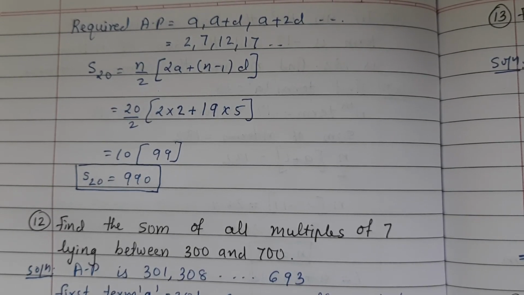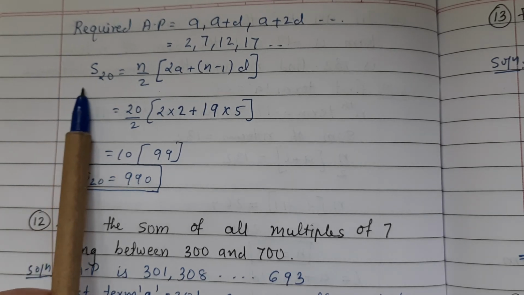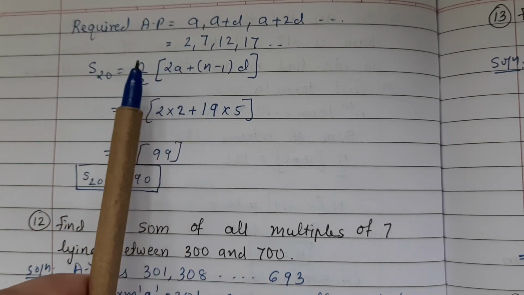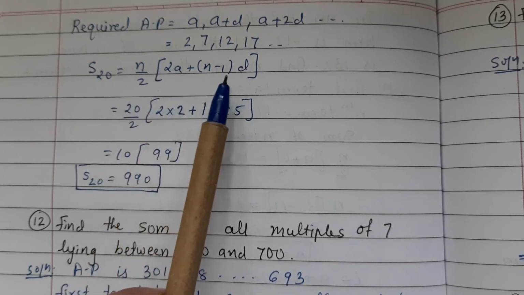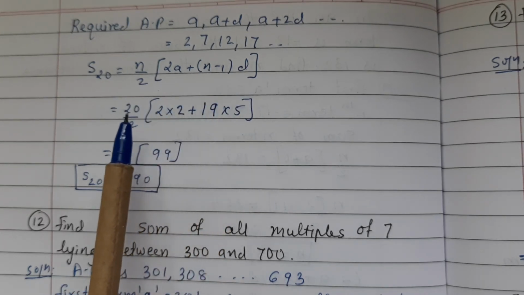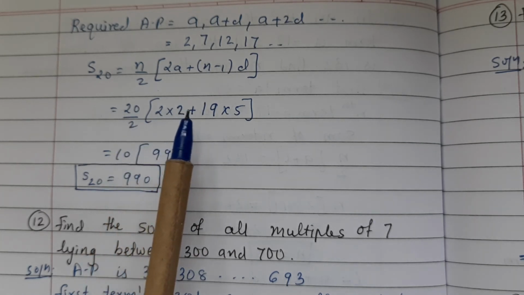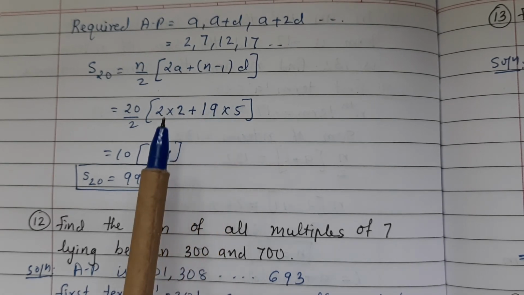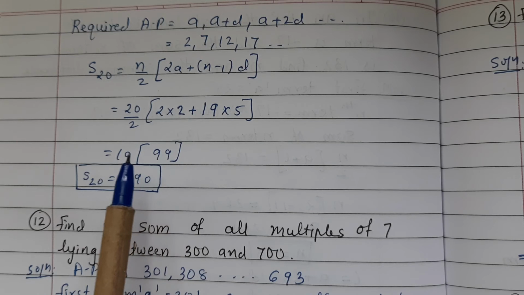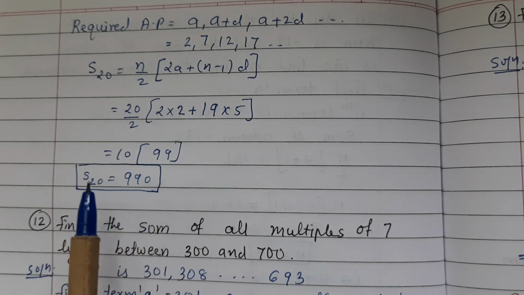Required AP equals A, A plus D, A plus 2D, which is 2, 7, 12 and so on, with A equal to 2 and D equal to 5. Sum of the first 20 terms: write the formula, n upon 2 into 2a plus n minus 1 into d. Substitute the values. n is 20 upon 2, which is 10. 2a is 2 into 2, plus 19 into 5, equal to 99. 99 into 10 is 990. Sum of 20 terms equals 990.